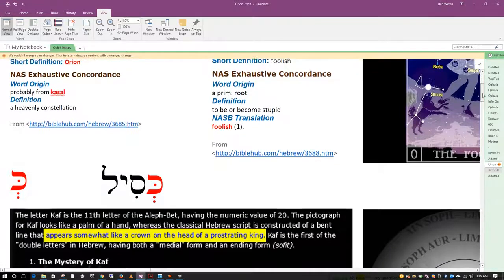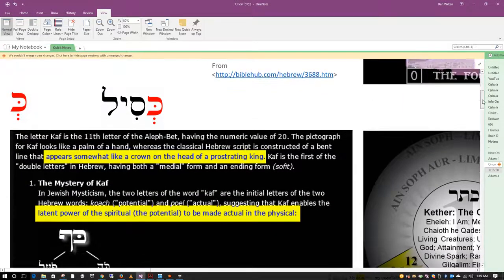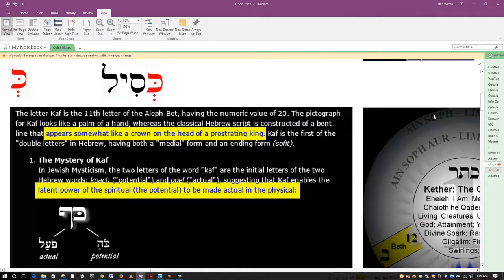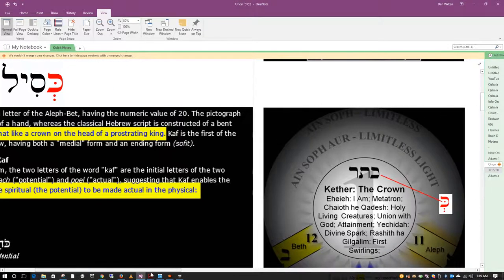The first letter that I've got highlighted here is Kaf. Okay, and Kaf appears somewhat like a crown on the head of a prostrating king, and Kether means the crown. And if you notice, the first letter of Kether is Kaf because it means crown. Okay?